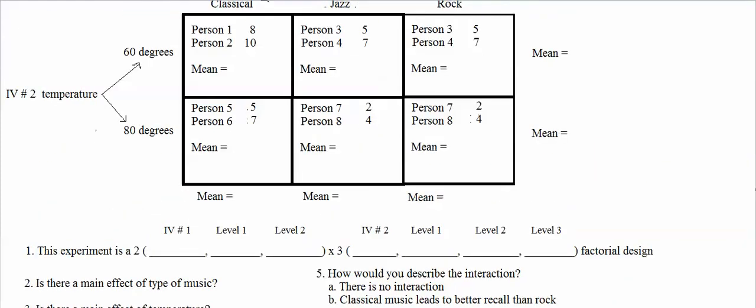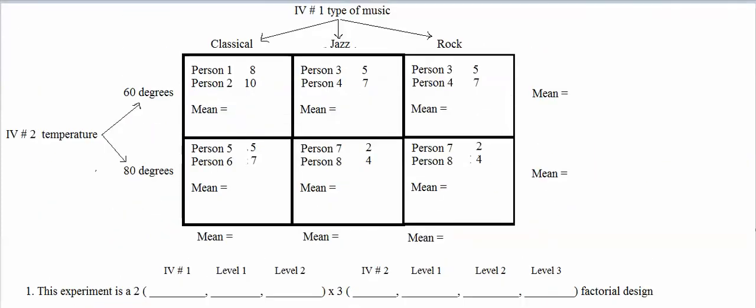But right here, I'll have you do a 2x3 with 3 types of music and 2 temperatures. You'll calculate all 9 cell means. You now have 3 marginal means for types of music. It's these 4 divided by 4, these 4 divided by 4, and these 4 divided by 4. To get these marginal means for temperatures, for this one, you would add the 6 numbers up here and divide by 6. For this one, you would add the 6 numbers in here and divide by 6.